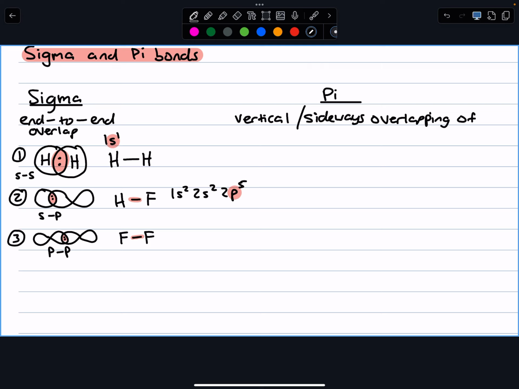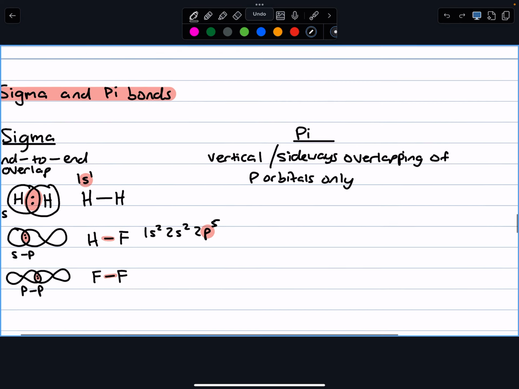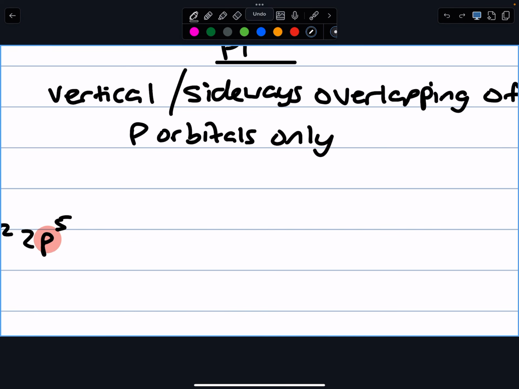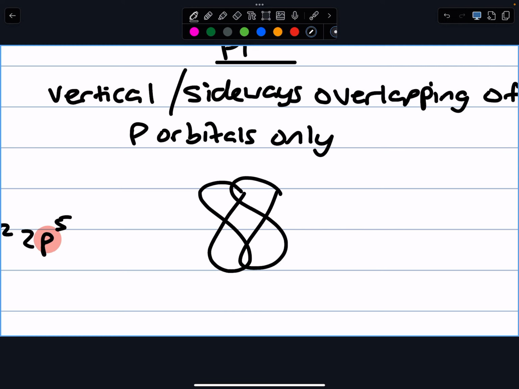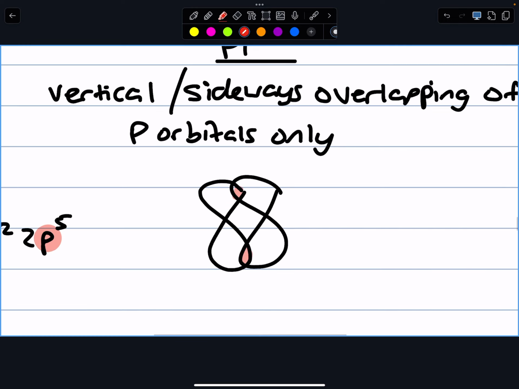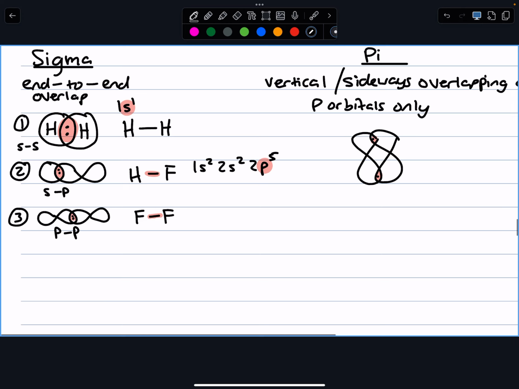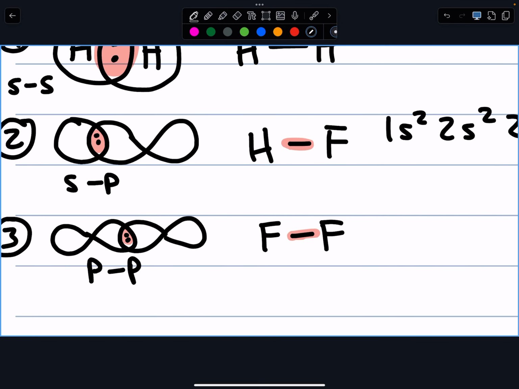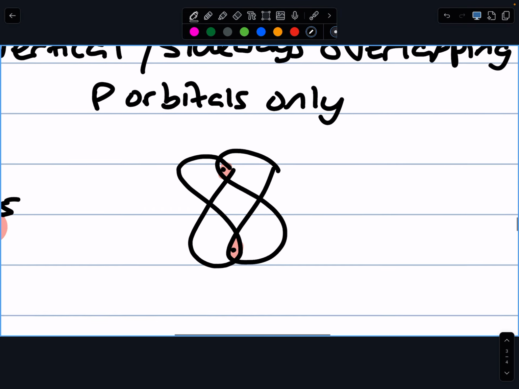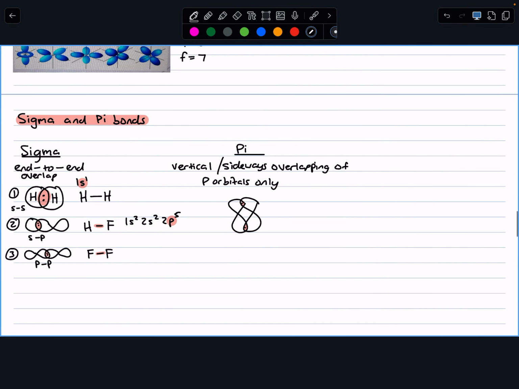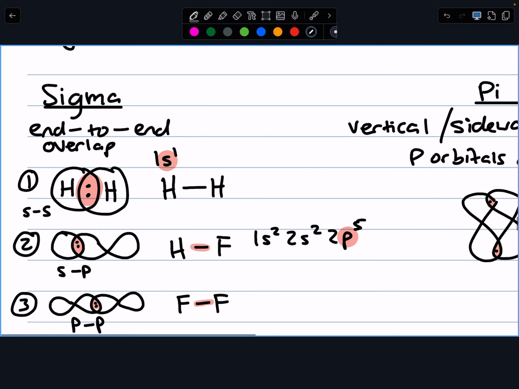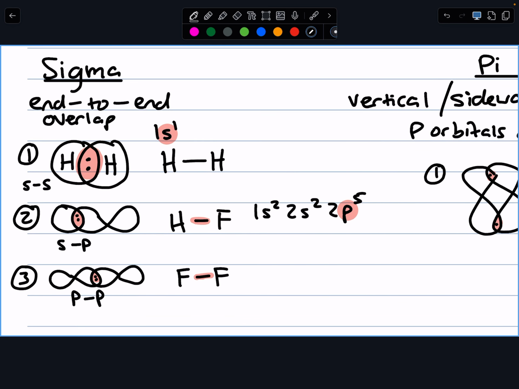Vertical sideways overlapping of p orbitals only. So there's only one way for a pi bond to happen. This way. Overlapping occurs here. It's still 2 electrons being shared. Do you see how here it's end to end where my p's are going like this? And then what happens in the pi? It's going up and down. That's the difference between the 2. There are 3 ways to sigma bond, but only 1 way to pi bond.